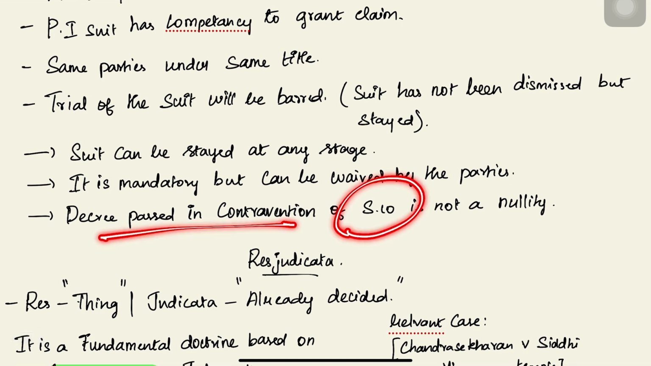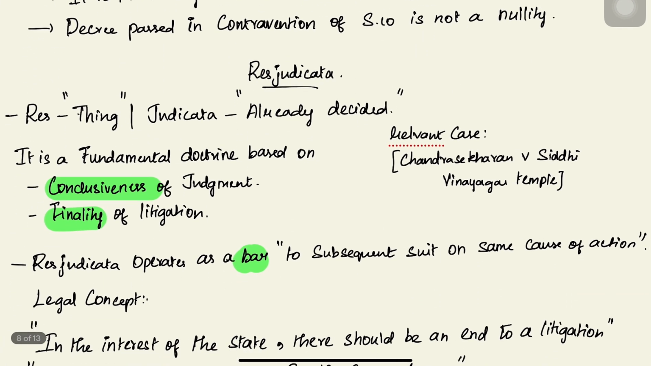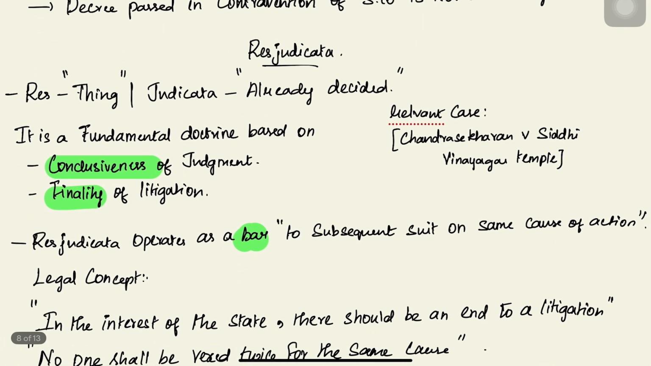When a decree is passed in contravention of section 10, that is res subjudice, then it is not a decree of nullity. It can still be a valid decree. And that is about res subjudice. And now we come to res judicata.